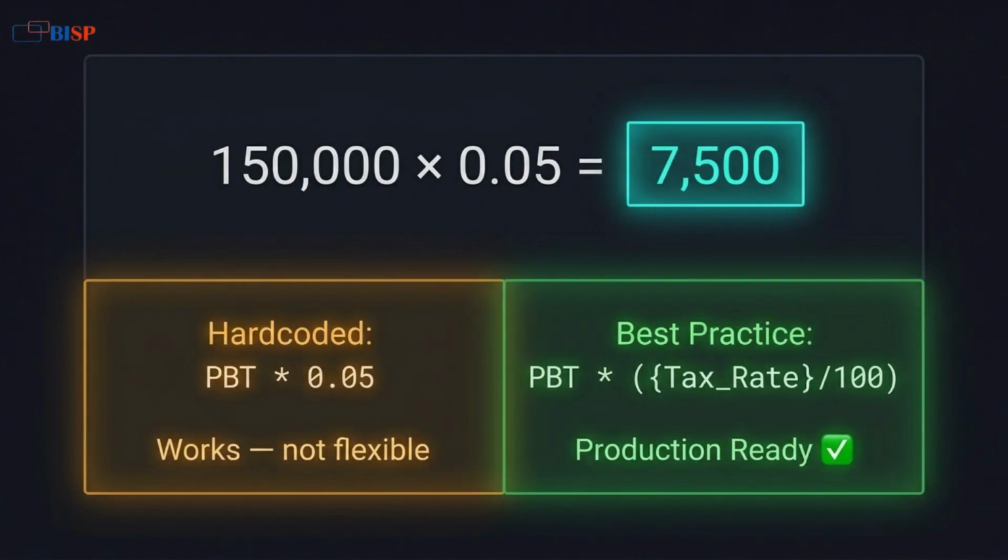Level 3, tax amount. Tax rate is 5%, written as 0.05. 150,000 multiplied by 0.05, tax amount is 7,500. In production, use a substitution variable like tax rate so the rate can change without editing code.